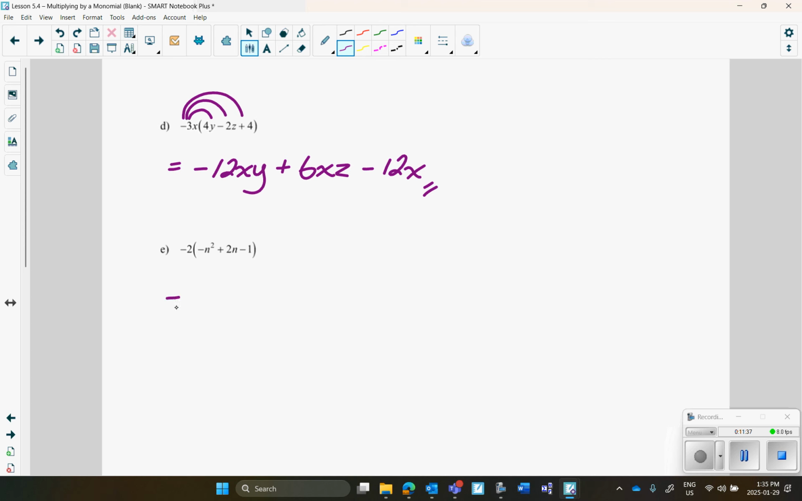And the last one. Negative 2 has to get multiplied by everything inside, so we're going to do 3 multiplications. Who wants to give it a shot, Nicole? Positive 2 and square, minus 4 and plus 2. Got it. That's it.